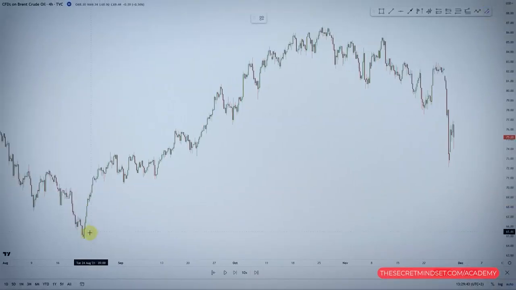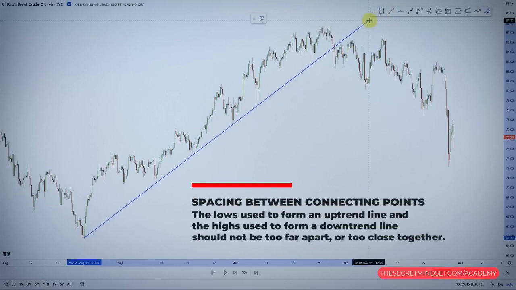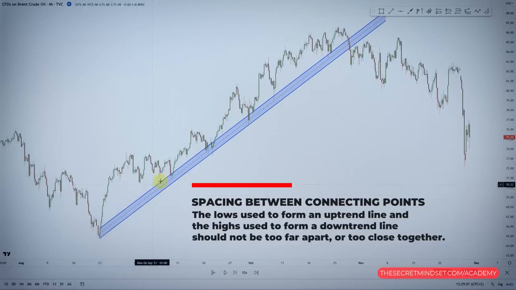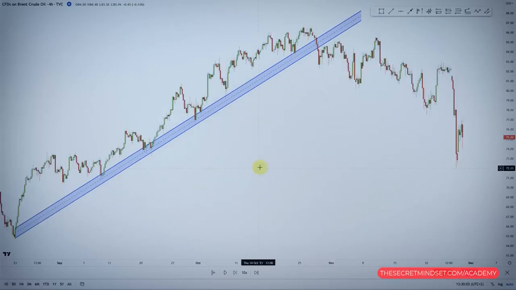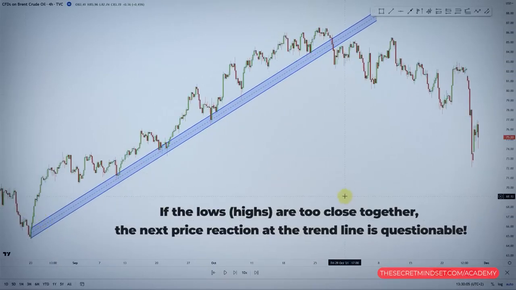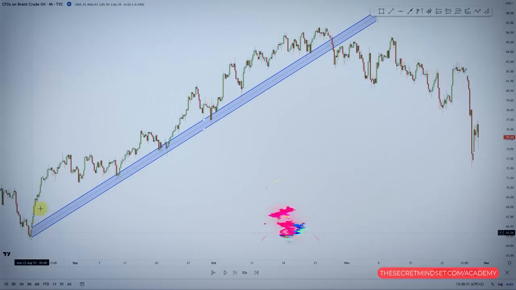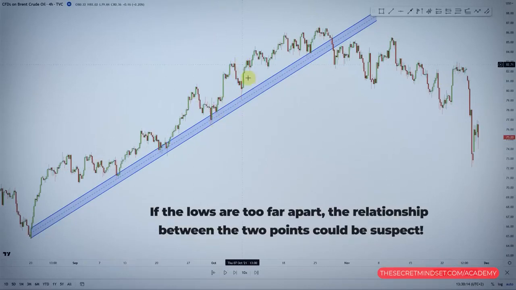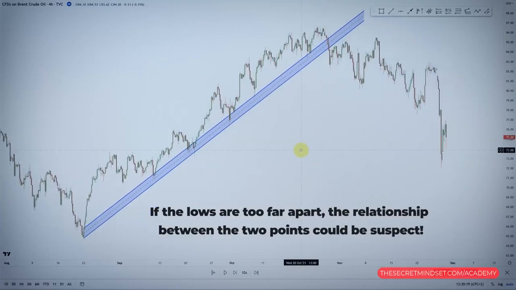Another tip: spacing between connecting points matters. The lows used to form an up trend line, and the highs used to form a down trend line should not be too far apart or too close together. The most suitable distance apart will depend on the time frame and the degree of price movement. If the lows or the highs are too close together, the next price reaction at the trend line is questionable. If the lows are too far apart, the relationship between the 2 points could be suspect. An ideal trend line is made up of relatively evenly spaced lows or highs.